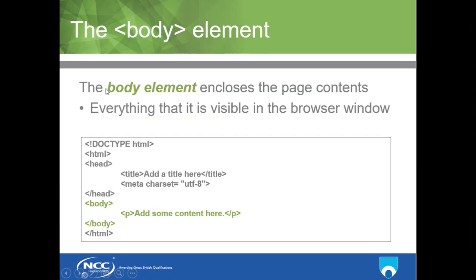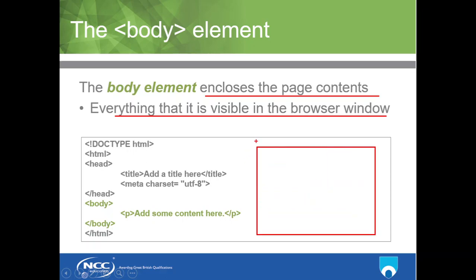Then you have the body. The body element encloses the page contents. That is everything that is visible in your browser window. Of course, your browser window will have the body and it will have the tab. The tab is here, so whatever goes on the tab is the title. Whatever is in the body here is what you're seeing here.